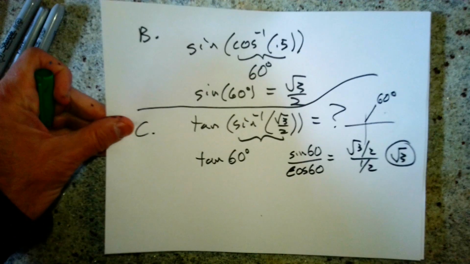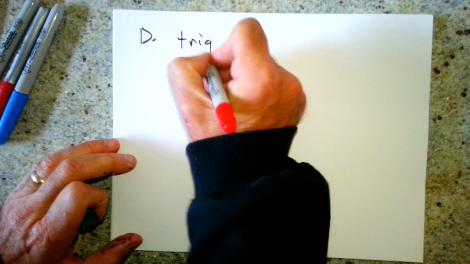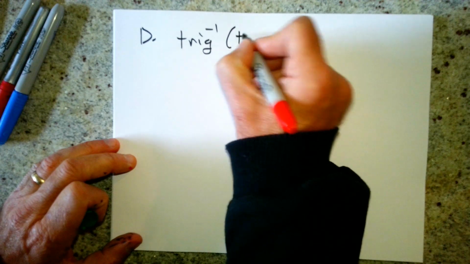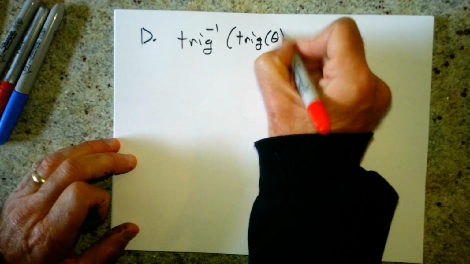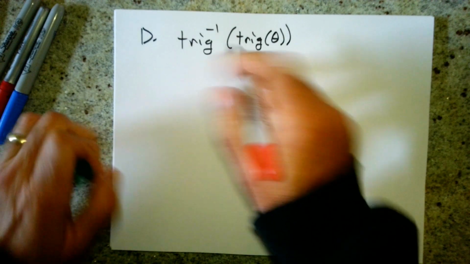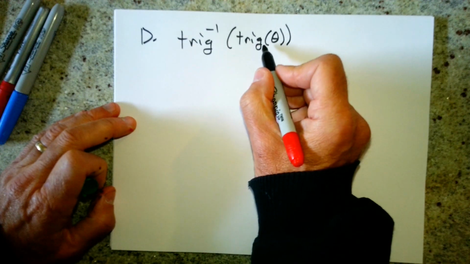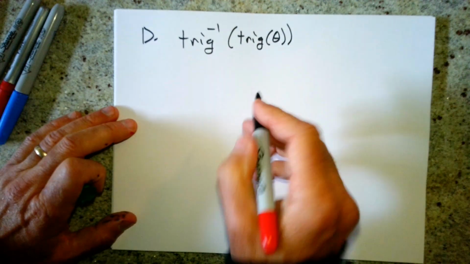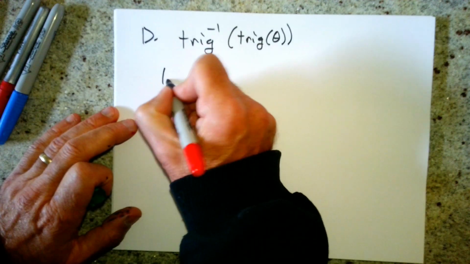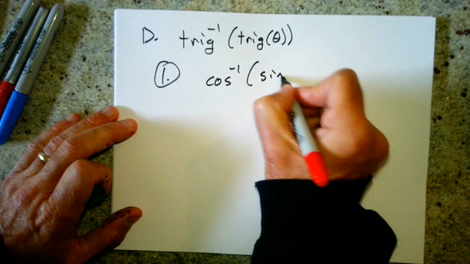All right, second type is if the inverse trig function is on the outside and the trig function is on the inside. There's one more type, but we'll just stop with that. So this is inverse trig function on the outside, trig on the inside. Again, this is my own notation, trig with a -1. That's not standard, but I think it tells the story. Here's our first example: inverse cosine of the sine of 30 degrees.